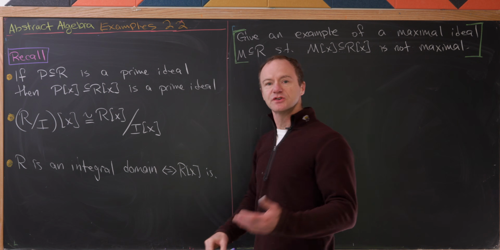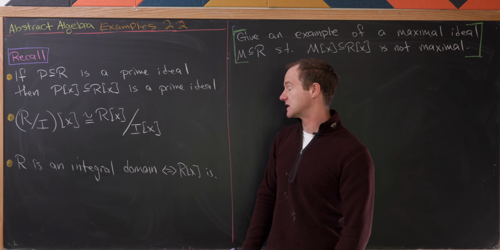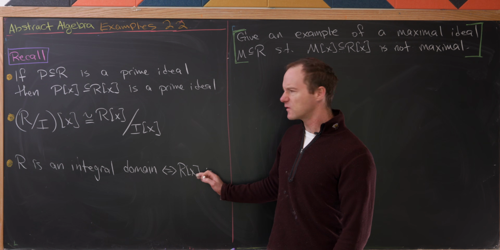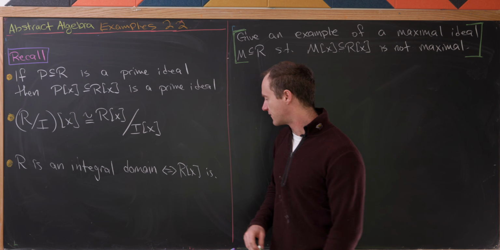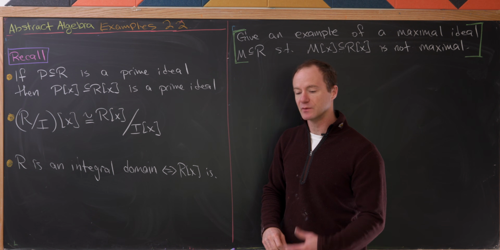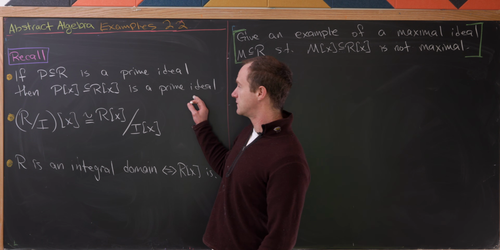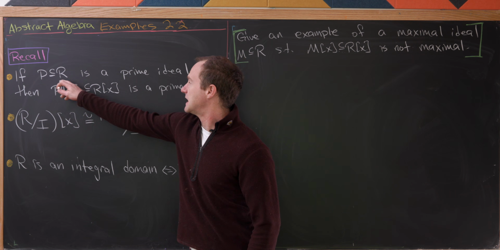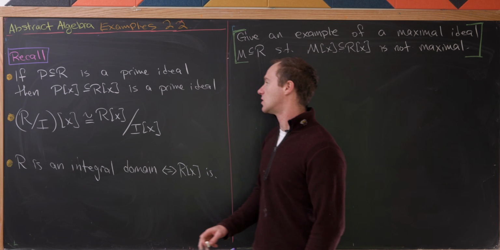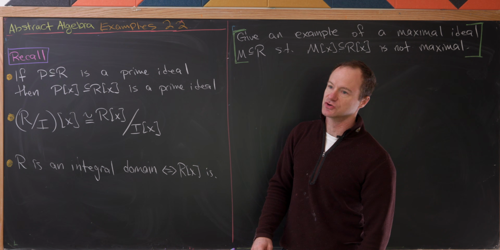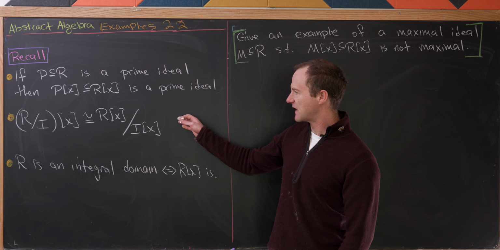Now let's move on. For our next example, I'd like to recall a couple of facts that motivate this example. The first one, although I've written it third, is that R is an integral domain if and only if R[x] is an integral domain. We proved that a couple of videos ago. Then we also proved that if P is a prime ideal of R, then P[x] is also a prime ideal of R[x]. And that hinged off of this fact right here.